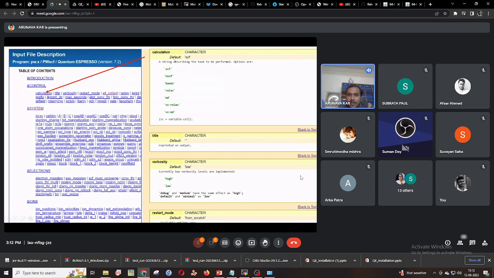You can do different types of calculations in Quantum ESPRESSO. One is SCF, NSCF, bands, relax, and different kinds of calculations. We'll do the SCF calculations in this session, and then in the next session we'll do NSCF, bands, and relax calculations, through which you can find every quantity, so that you can use it as a parameter of your Quantum ESPRESSO input file.